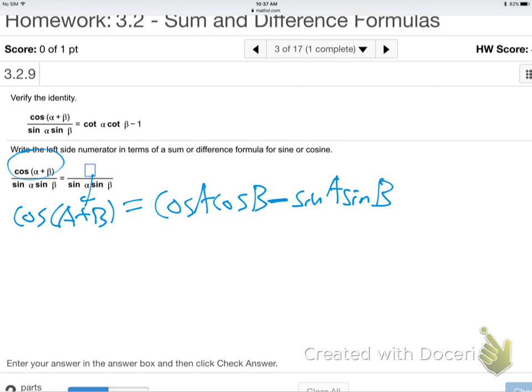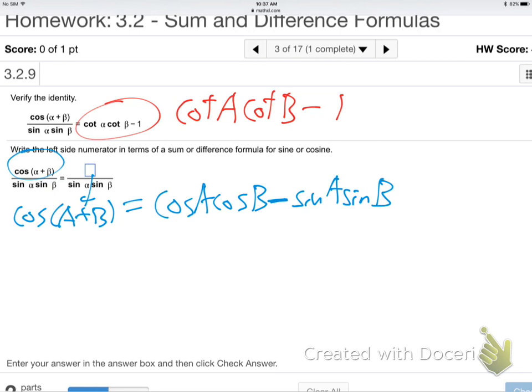Write the left side numerator in terms of a sum or difference formula for sine and cosine. So I did that. Okay. So that's the first thing they want you to do. Now look where we're going. Look at the goal here. They want me to make it cotangent of A times cotangent of B minus 1.